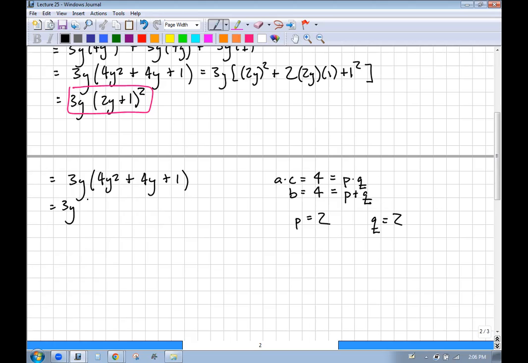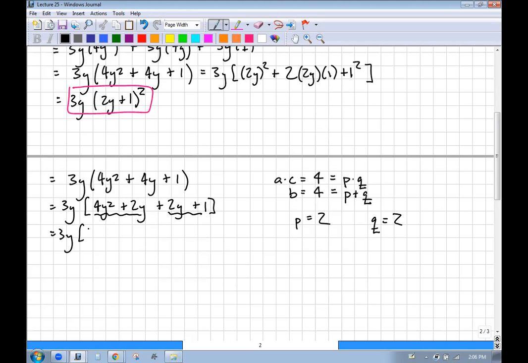So the AC method says to take this 4y and rewrite it as 2y plus 2y. And then we factor by grouping. We treat these as two different groups.